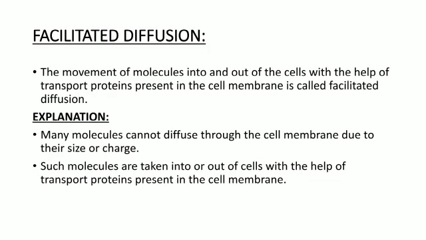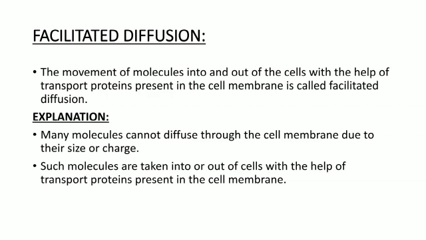So dears, the next type of movement is facilitated diffusion. Now what is the difference between simple diffusion and facilitated diffusion? Dears, it is also a type of movement in which molecules move into and out of the cells with the help of transport proteins. Now what are transport proteins? Transport proteins are a type of protein present on the surface of a cell, on the cell membrane, which help in the diffusion of some larger molecules which are not allowed to pass through the cell membrane easily.